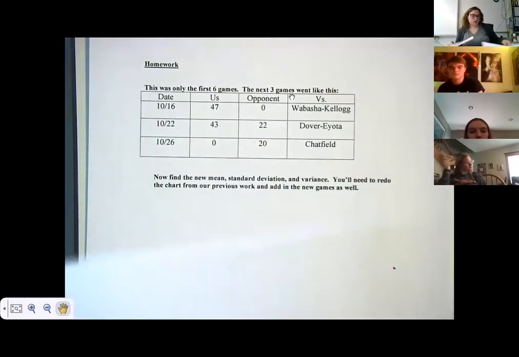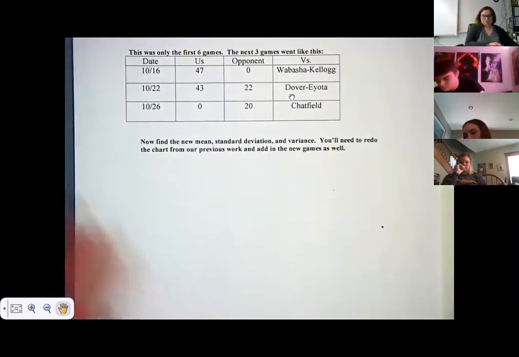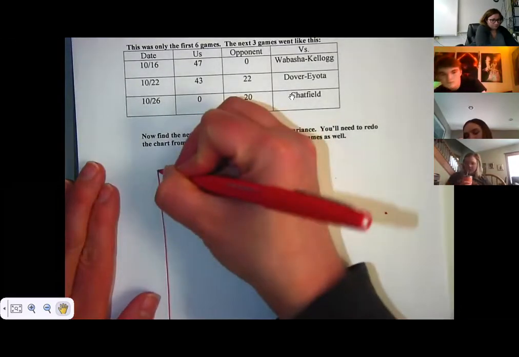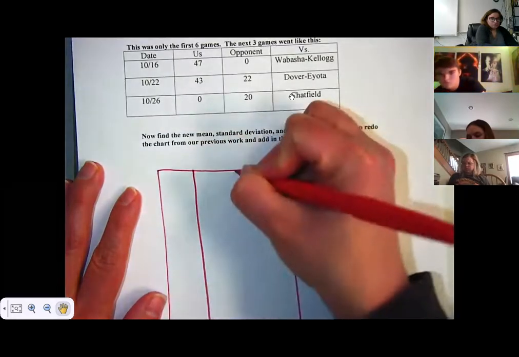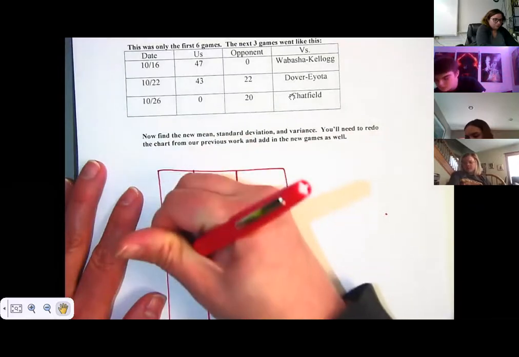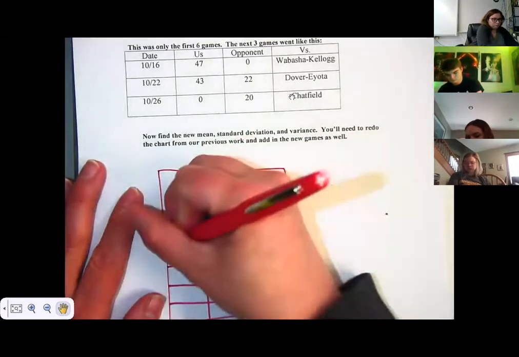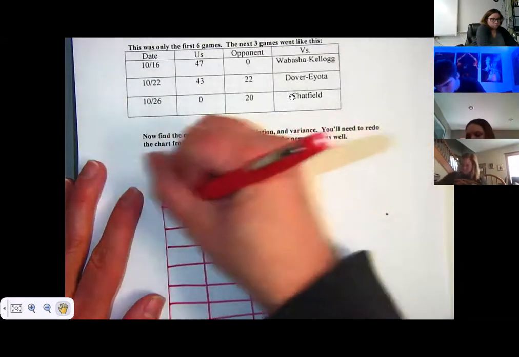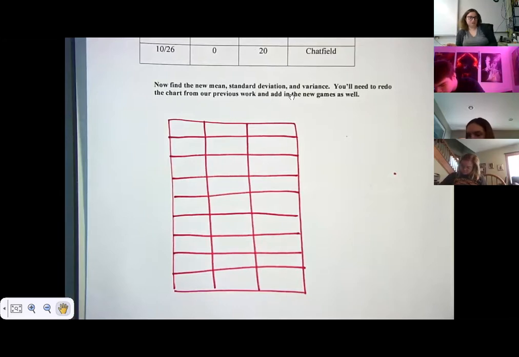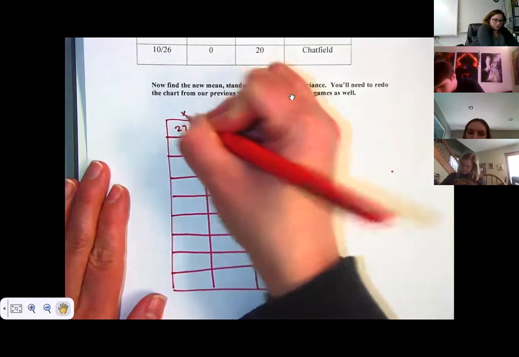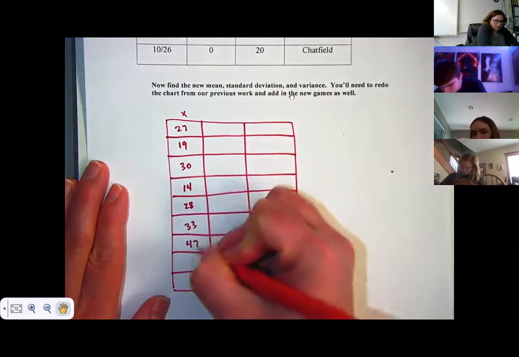Okay. So what you need to do is find the new mean, the new standard deviation, and the new variance. You're going to have to redo your chart from the previous work and add in the new games as well. So when you make your chart here, you're going to have 3 columns and now 9 games. Follow the steps like we did in the previous problem, but be careful because your mean will now be different. These will be the same: 27, 19, 30, 14, 28, 33, and then we're adding in 47, 43, and 0.